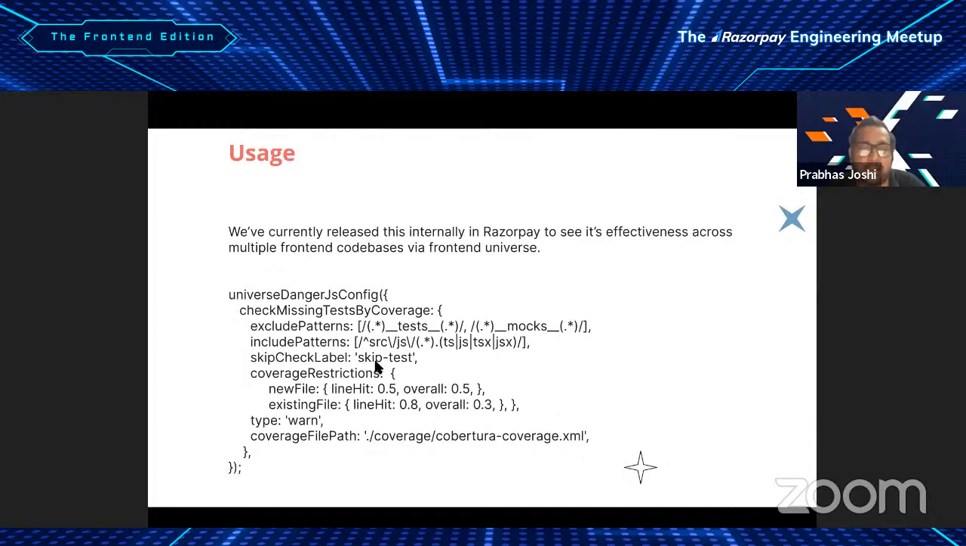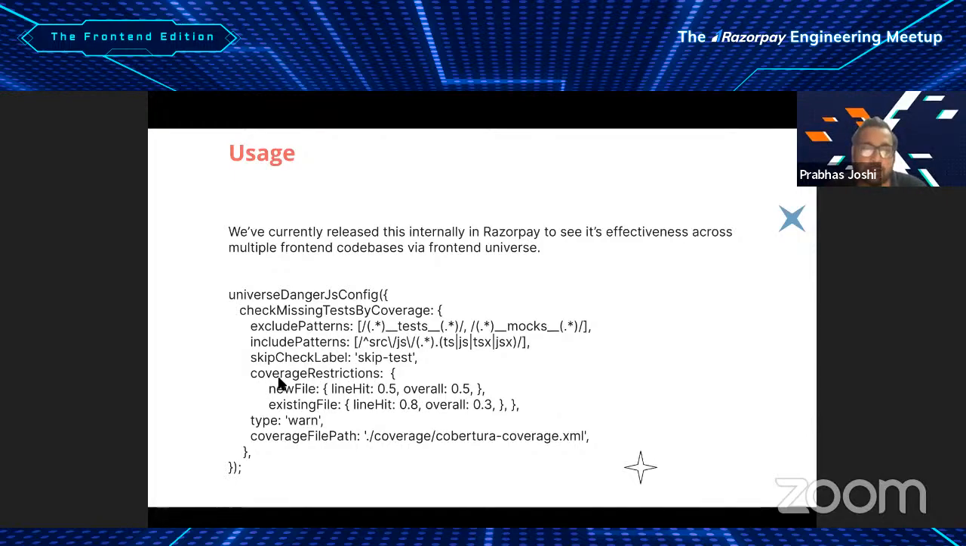What is a skip label? A skip label is basically that, let's say some production P0 incident has happened and you want to quickly merge code. If the PR has a label of skip test, then we will let you merge without this check running, because what's more important than a P0 production issue, right?